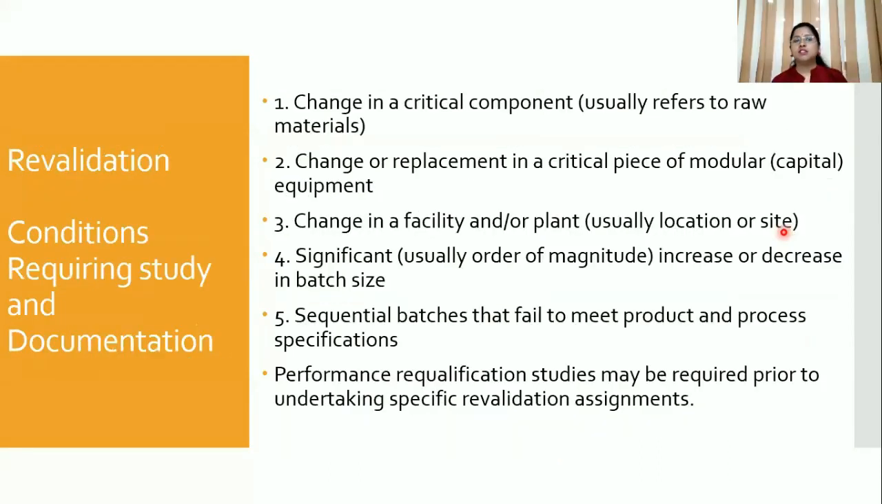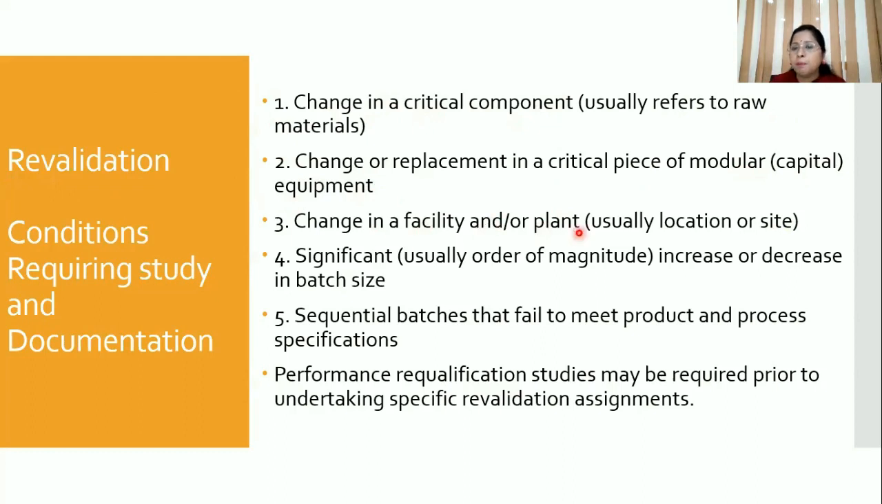So moving to the next, this is the revalidation. Revalidations are specifically the conditions requiring study and documentation. And this revalidation is carried out when there is a change in the critical component. So generally we have a prospective validation and concurrent validation, but to some extent, when there is some change in the critical component, in that condition, we will go for revalidation. So it usually refers to the raw material. Then changes or replacement in the critical piece of equipment, that capital equipment. If the equipment is changed, then definitely we will go for the revalidation.